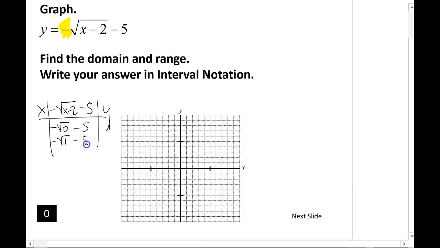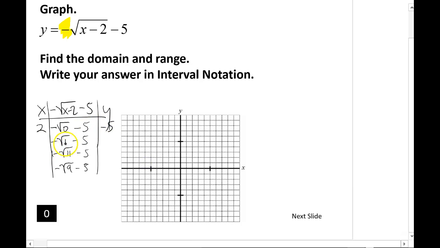You can set it up like this every time. Negative square root of 1 minus 5, negative square root of 4 minus 5, negative square root of 9 minus 5. And again, you can almost just substitute these perfect squares for whatever's inside the radical, the radicand. So my first value, to get 0, I would have to plug in 2. And then take the square root of 0, which is 0. And don't forget the negative times the negative. Well, negative doesn't change 0, so then it's just minus 5.